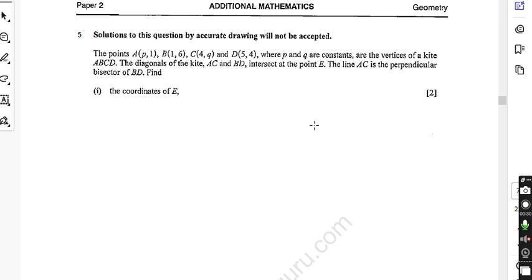The points A(P, 1), B(1, 6), C(4, Q) and D(5, 4), where P and Q are constants, are the vertices of a kite ABCD. The diagonals of the kite, AC and BD, intersect at the point E. The line AC is the perpendicular bisector of BD. Find the coordinates of E.